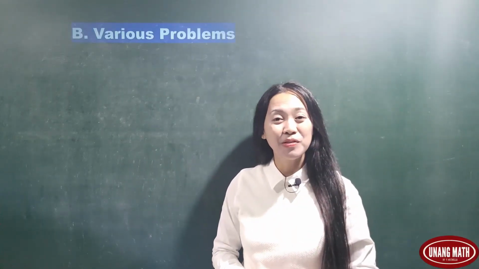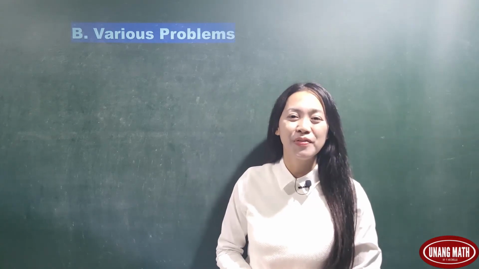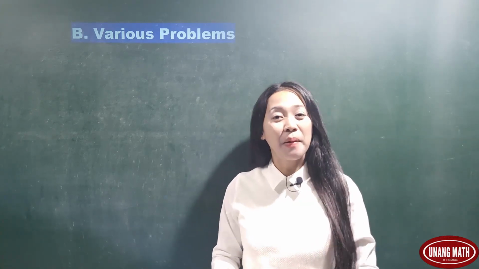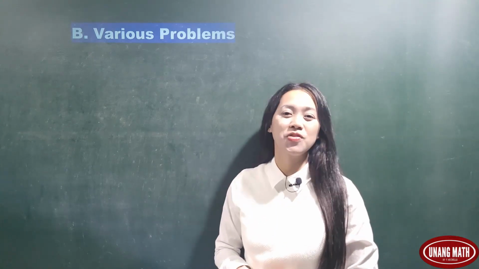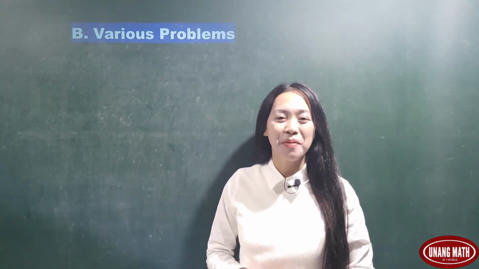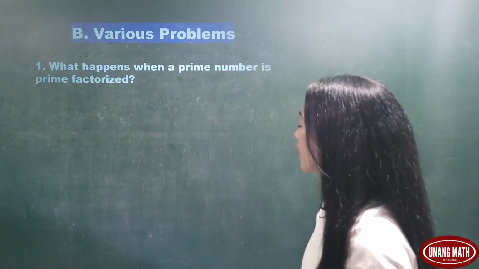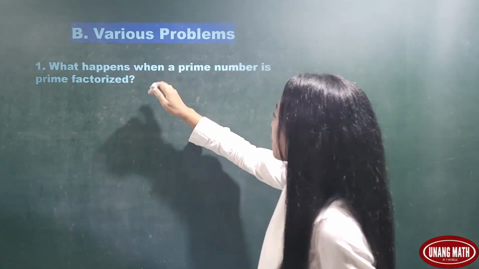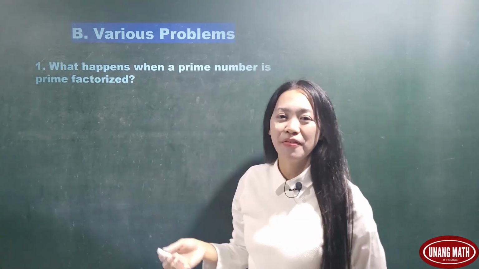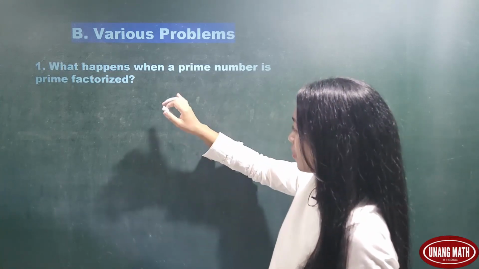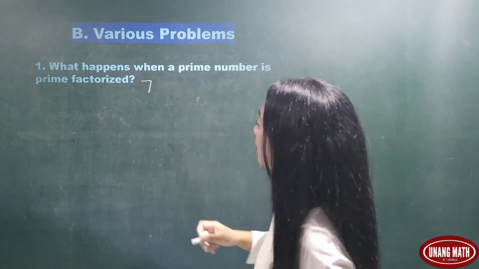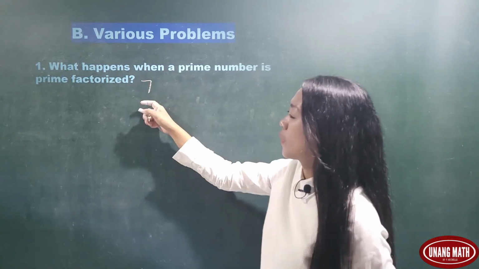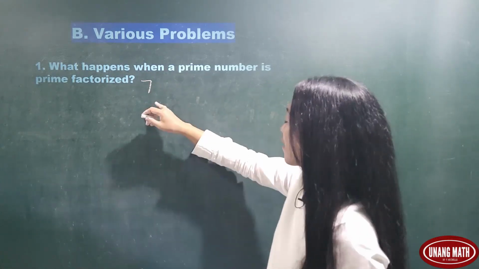This time, we will solve various problems involving prime factorization. But before we do that, let us first answer these 2 questions that are often asked by students. The first question is, what happens when a prime number is prime factorized? To answer this question, let us give an example. 7 is a prime number. Let us find out what 7's prime factorization is.